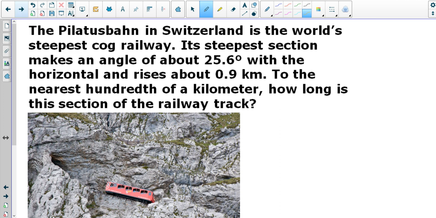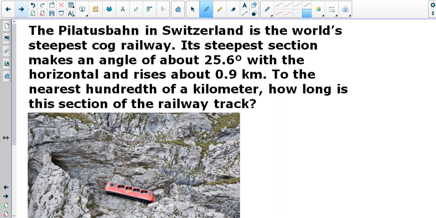The last problem here is about the Pilatus railway in Switzerland. It's the world's steepest cog railway. A cog railway is a train that's run by gears that are called cogs. You can think of them as fingers that lay down into the tracks, so that way the wheels don't slip. If you think about a regular train, the wheels are very slick and they can't climb very steep things. These are especially made for mountains.